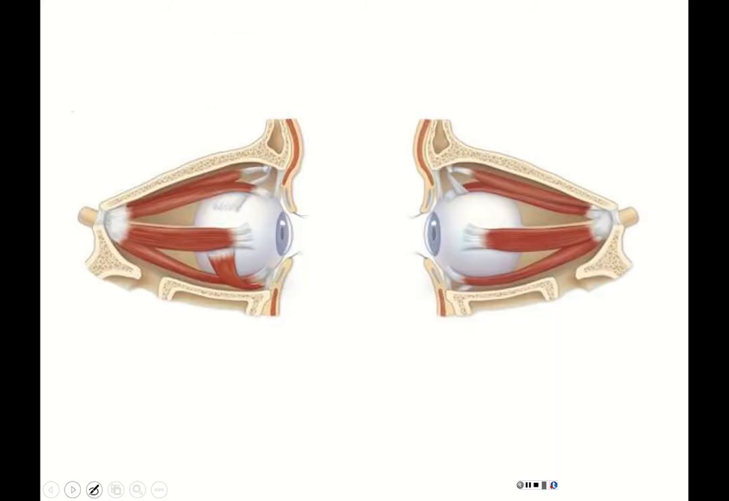Okay, so then you have 6 eye muscles. And the only hint I really have for that one is that you need to know whether you're looking at the eye from the left or the right view. Otherwise, you're going to get really confused.